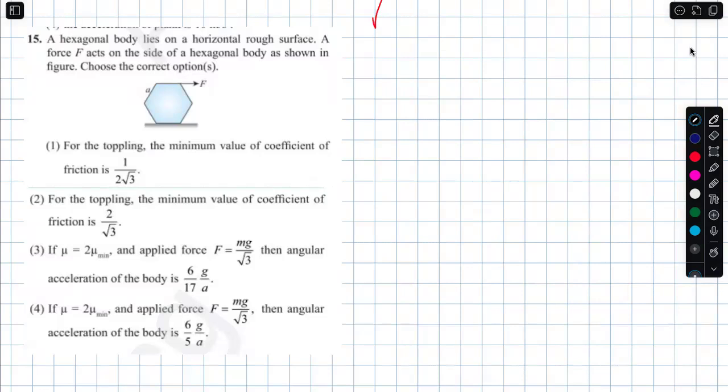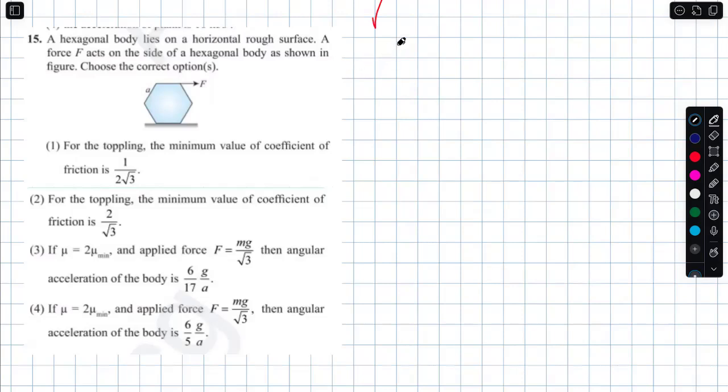A hexagonal body lies on a horizontal rough surface. Till now, you have been dealing with what type of bodies? Cube or some box type situation. Cube means all sides the same. Box means maybe the height is different from the flat area, right? Now, what I am going to do is take a hexagonal body lying on a horizontal rough surface. A force F acts on the side of the hexagonal body, which is clearly shown, right?